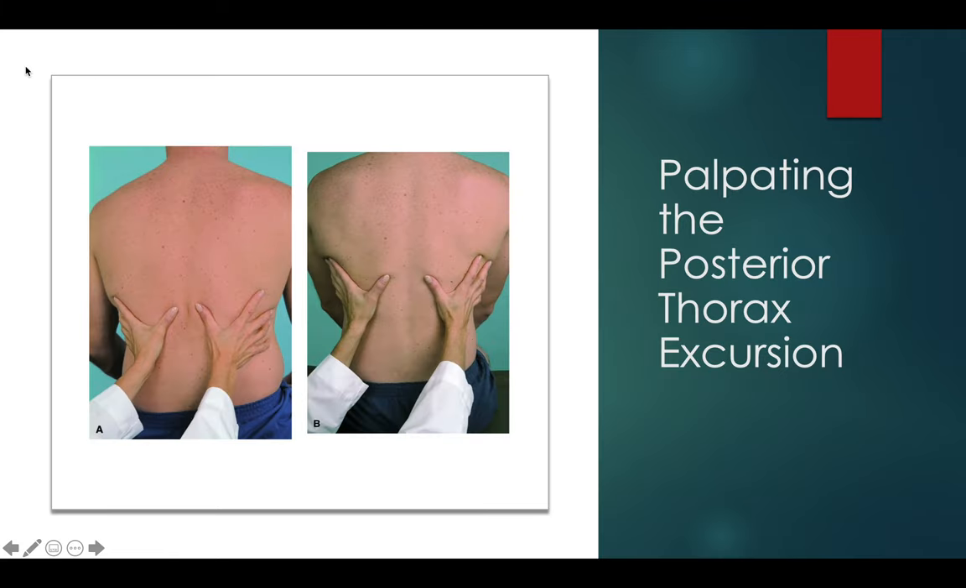And here we've got palpating the posterior thorax, and excursion. Common thorax and lung variations in older adults: you'll find increased anterior posterior chest diameter, increased dorsal spinal curve, which they call kyphosis, decreased thoracic expansion, and use of accessory muscles to exhale. This is stuff you can find in the elderly.